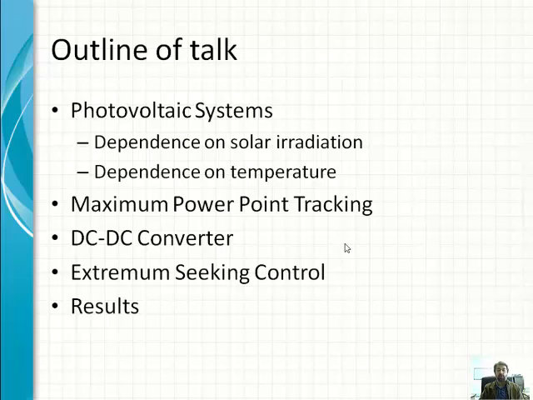And then we're going to look at the technicalities of extremum seeking control and this particular technique, how we ensure that with this particular approach we are operating at the maximum power point. And finally we'll present some results.